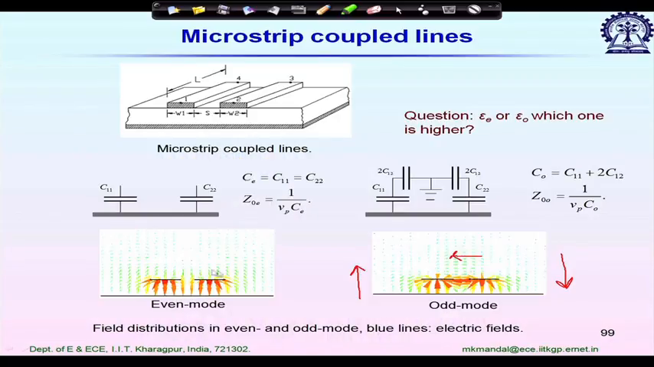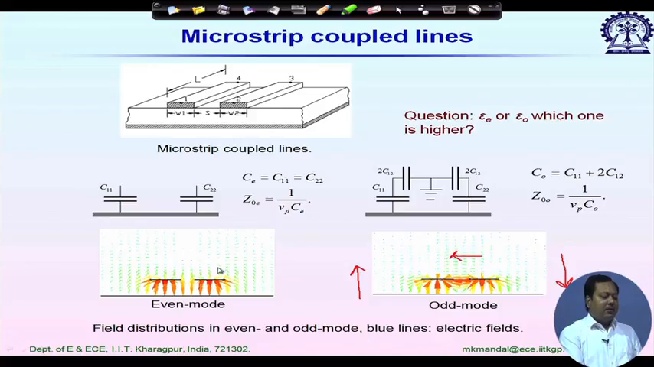So, for even mode, since epsilon E is higher, a small length will show more beta. If I consider, let us say, a fixed length of 5 millimeter microstrip line for the left hand side case and the right hand side case, then for the left hand side, the 5 millimeter length represents some equivalent electrical length, let us say 180 degree at some given frequency. For the right hand side, since epsilon O is smaller, it will represent a smaller electrical length. It is not 180 degree at that frequency, but something much smaller than that.